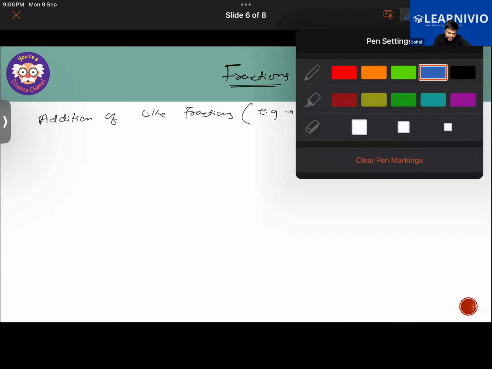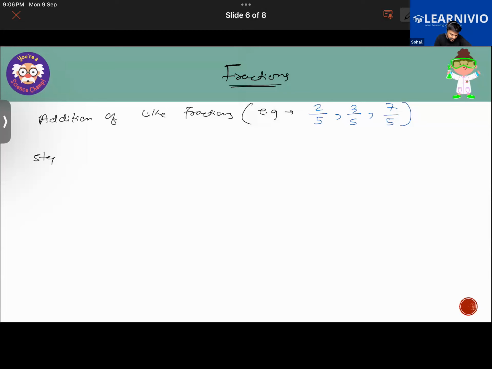To do the addition of like fractions, step number 1 is to add the numerators. Like fractions are not the fractions where the numerator is small and the denominator is big. No, that's not the thing. Like fractions are the fractions which have the same denominator. Ma'am told us that if the denominators are the same, we have to add the numerators and the denominator will be the same. Okay.